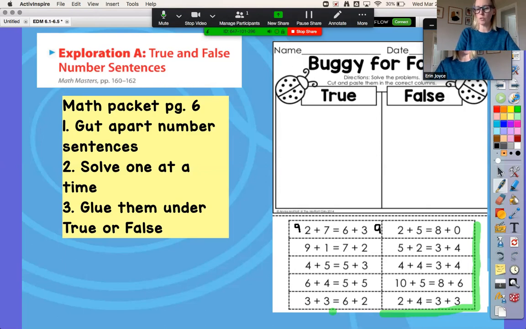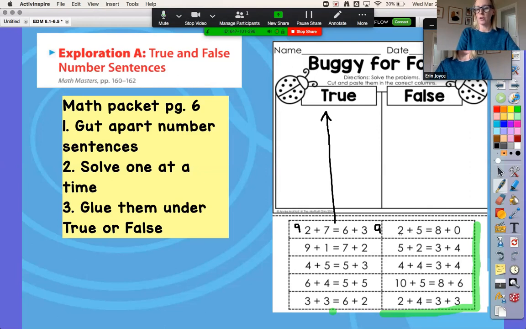That means once these are all cut apart, I'm going to move this piece right up here into my true column. So this one is going to go right up here. It would be the first one I glue down. So you'll need a glue stick, and I'll glue it right down into my true column. You're going to do that for each of these number sentences.